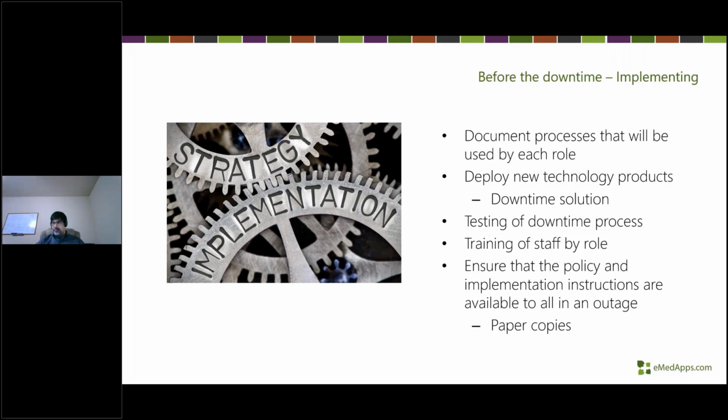This is critically important. You don't want the first time your team is experiencing a downtime process to be when there is a downtime, right? You want to be able to test that process as part of your implementation, and you want to do that ongoing as well. You want to train your staff, so make sure that your staff is aware of what their roles are going to be in the downtime. What am I going to be doing? What are the steps that I need to do to achieve each of my job functions?